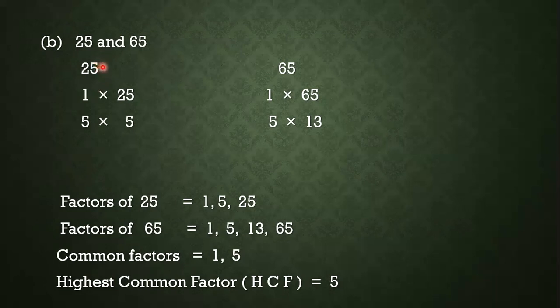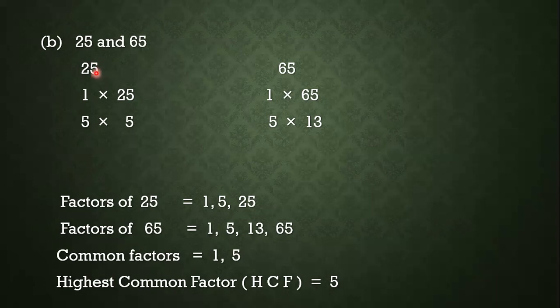Odd number means 2 will not be a factor, 4 will not be a factor, 6 will not be a factor. 2, 4, 6 and all even numbers, you have to check for only the even numbers only. So here 25 is odd, so you don't have to check for 2.